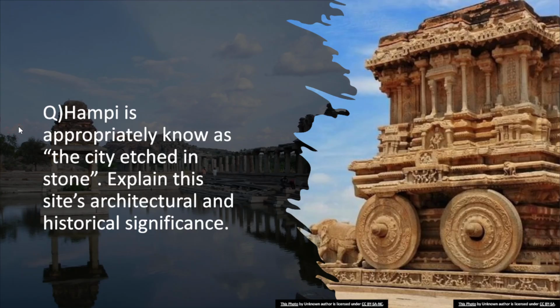So the next question is with respect to the Vijayanagara Empire. See, the Vijayanagara Empire is very important for prelims and mains examination. You very often see at least one question in UPSC prelims about the Vijayanagara Empire. This question is particularly about Hampi, a city of the Vijayanagara Empire. Hampi is known as the city of stone because there were several temples built with stone itself. So in this context, we need to explain the site's architectural and historical significance.